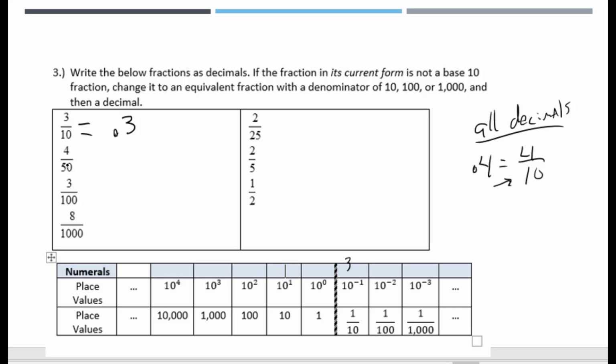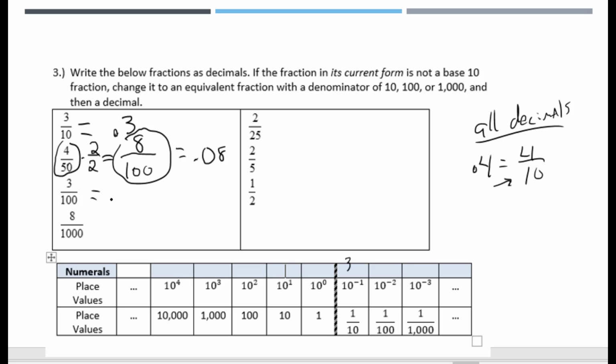4 over 50 is a little harder to do because you don't have a 50th place. The only thing you have is a tenth and a hundredth place and 1,000, etc. So a really good thing to do is to change this to some kind of a denominator that is a power of 10. And hopefully you see that 100 is the likely candidate. Multiply this by 2. So you have to multiply this by 2. So I get 8 over 100. So importantly, these two are equivalent. Writing 8 hundredths as a decimal, none in the tenths place, 8 in the hundredths place.